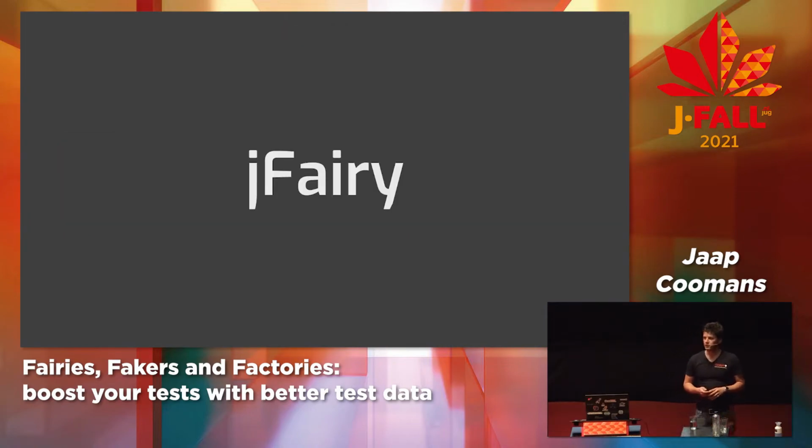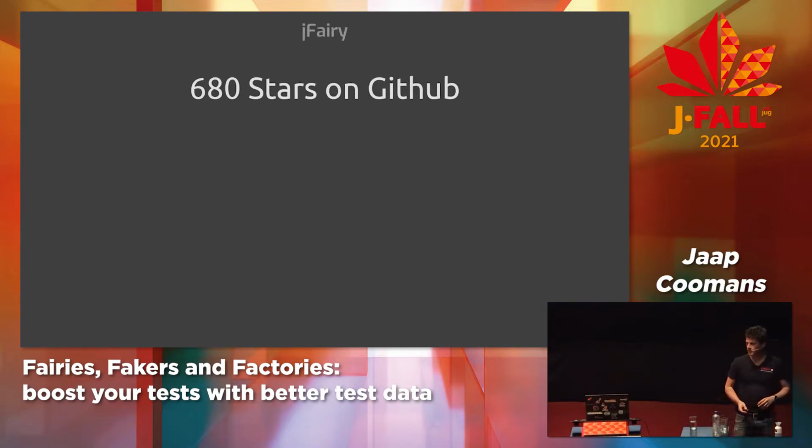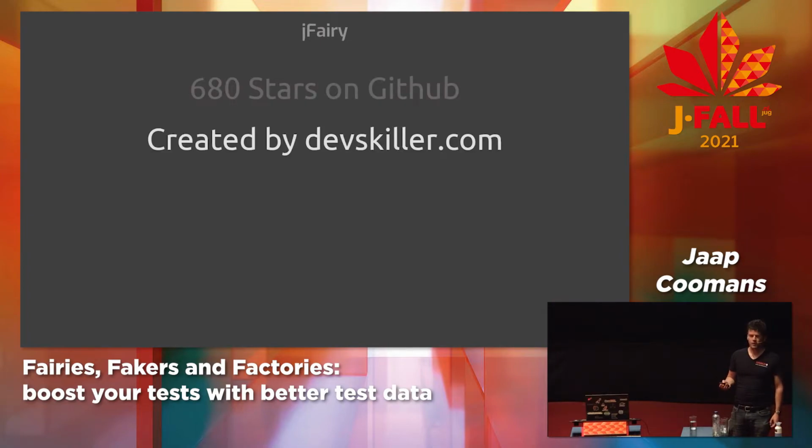So next, jFairy. jFairy, again, is an open source library. It has fewer stars than the other two, but you can find quite a lot of stuff about jFairy online. And I think the main reason for that, it's been around longer and has maybe more adoption, but not as many stars. It's created by a company called devskiller.com, and I'm fairly certain, it doesn't say anywhere, that they created it for their own use, and then made an open source project out of it, which is great in my opinion.